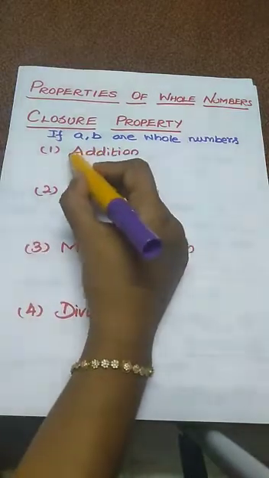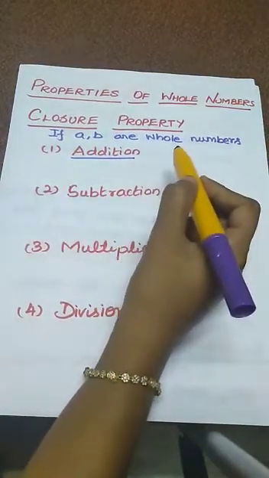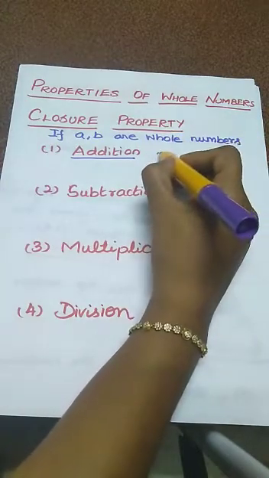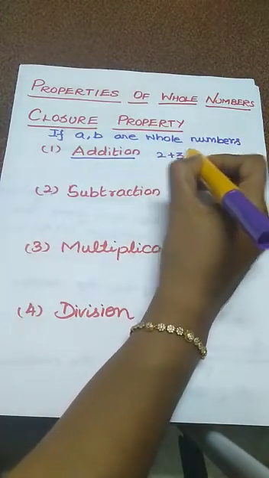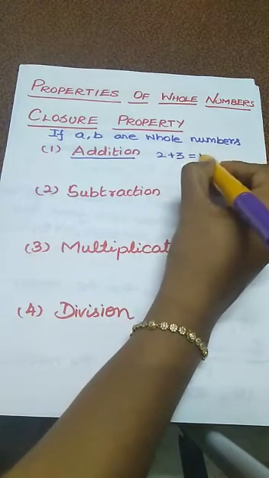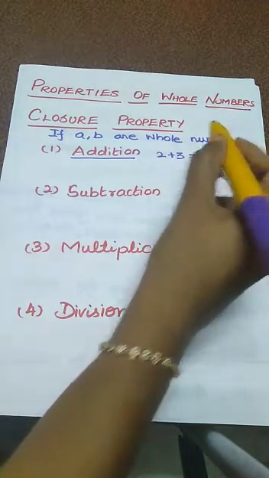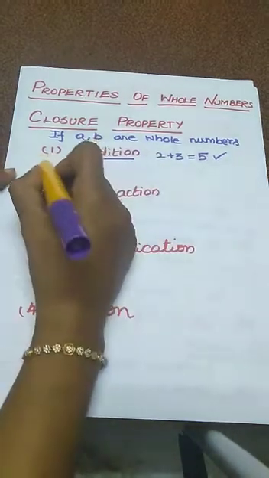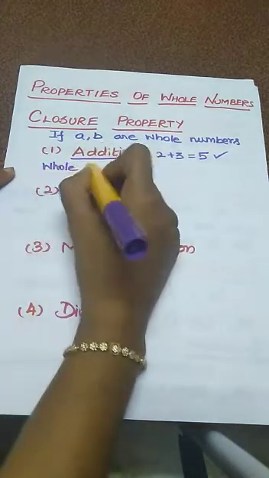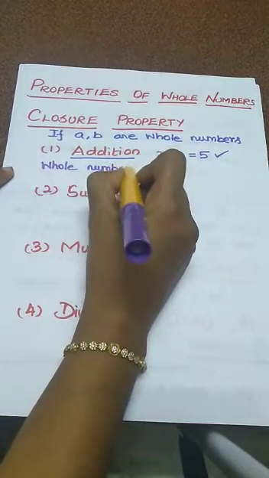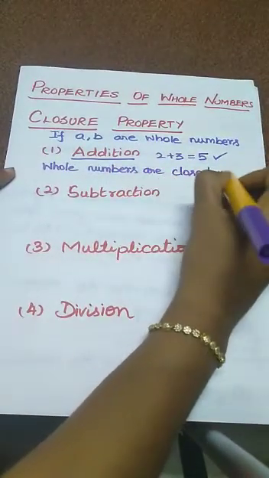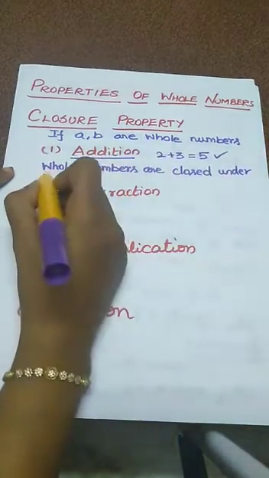Now we are discussing with examples. The first one is addition. Take two whole numbers: one whole number is 2, another whole number is 3. What is the answer? 2 plus 3 is equal to 5. 5 is also a whole number. So whole numbers are closed under addition.